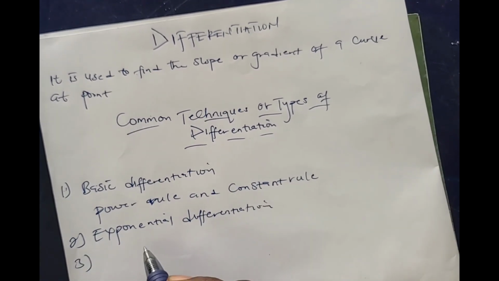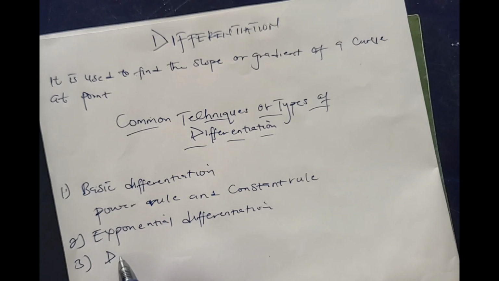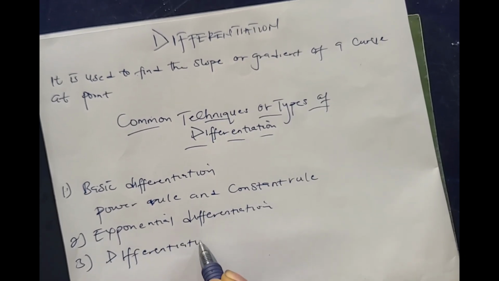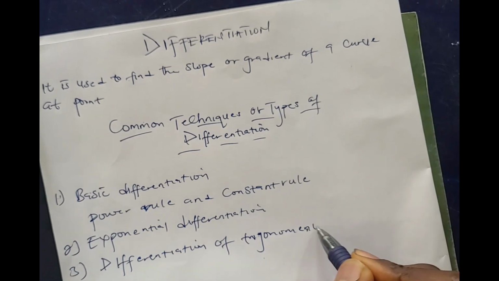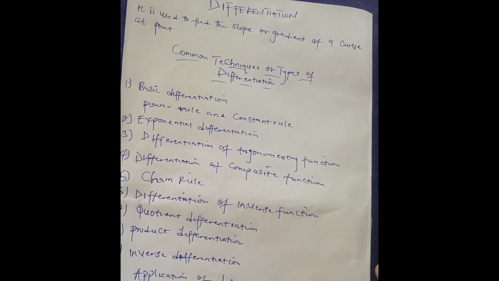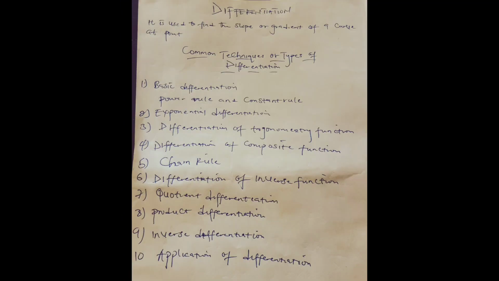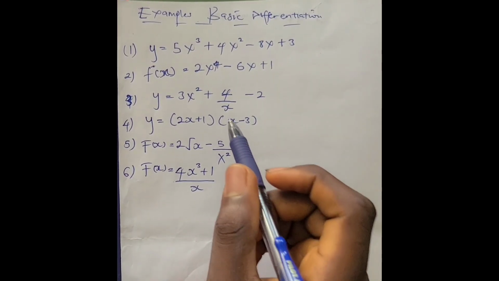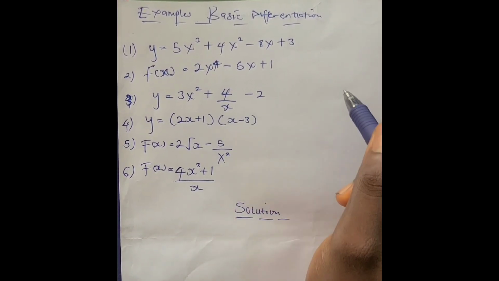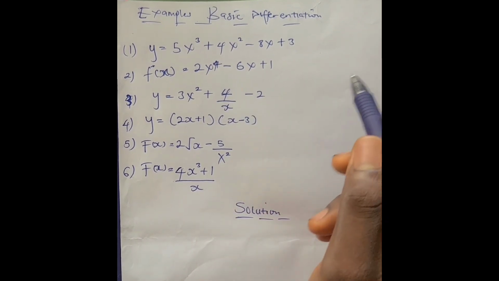Then we have differentiation of trigonometric functions. These are examples of basic differentiation. We solve the examples and I will show you how to solve differentiation.